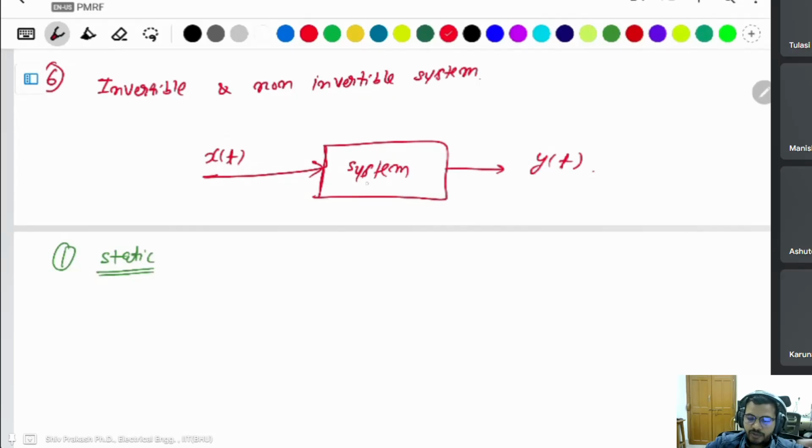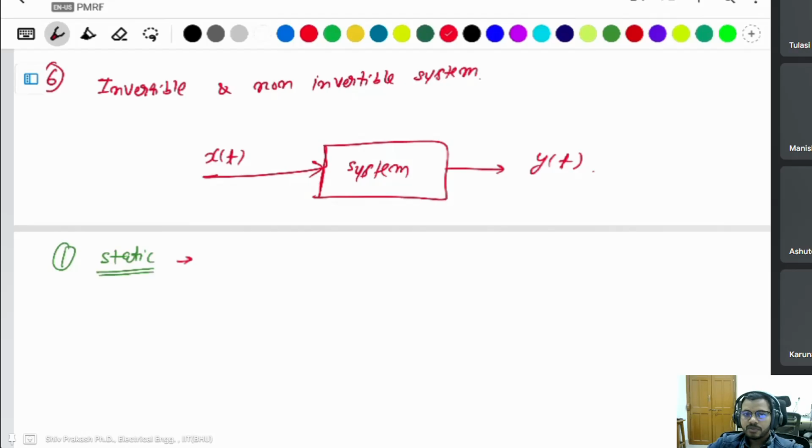If the system has only that instant, for example, the resistor, capacitor and inductor. In the resistance case, if you give some voltage, the current follows directly, suddenly, without any delay. Then that system is a static system. Resistance is a static system.